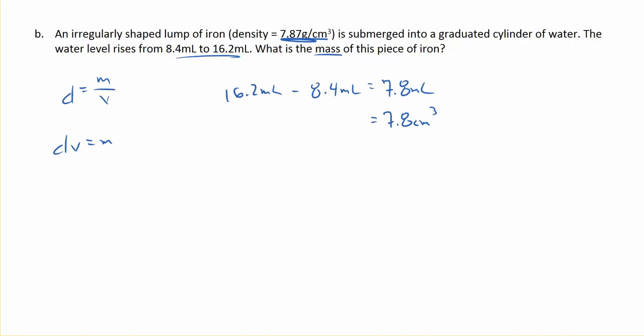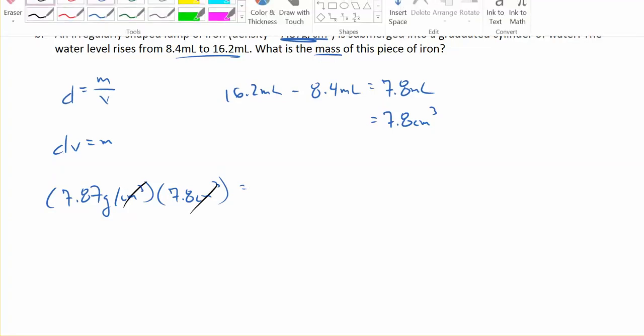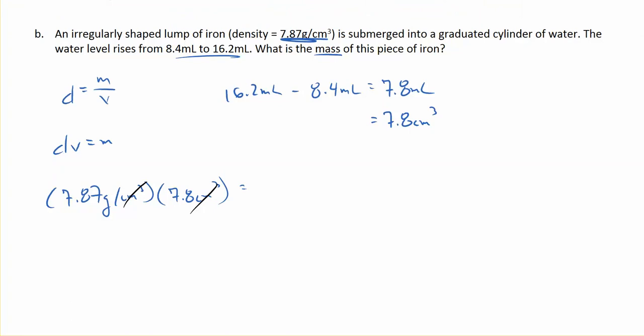Now I can plug in my values to my density equation. Density is 7.87 grams per centimeter cubed. Multiply it by a volume of 7.8 centimeters cubed. Centimeters cubed will cancel, leaving me with an answer of 61.386 grams. However, I only have two significant figures in my volume, so I'll need to round that to two significant figures. Give me a final answer of 61.